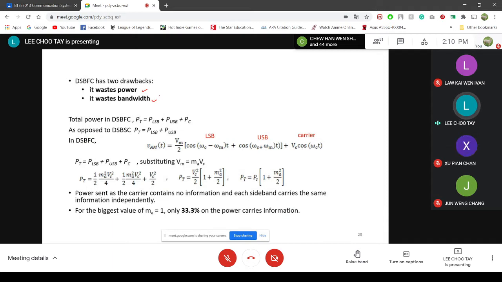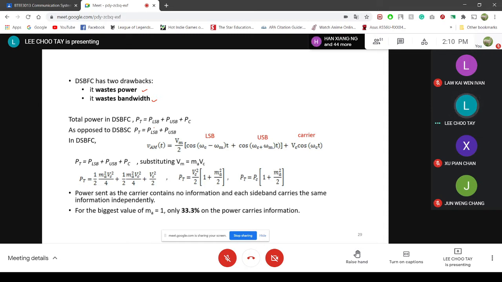Wasting bandwidth means that in both the upper and lower sidebands, both of them carry the same information. So for that matter, it's actually wasting bandwidth. It's using twice the bandwidth that is actually required. Okay, let's deal with the first problem first.